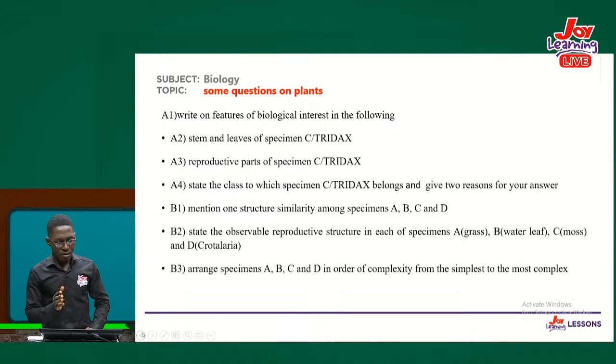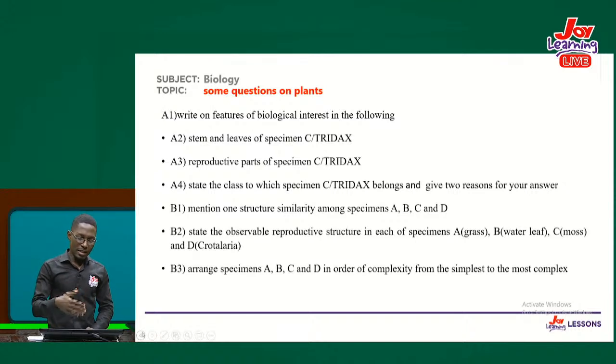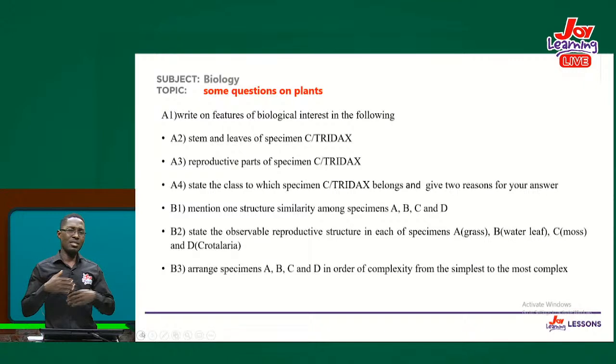Now, reproductive part of specimen C. If you have a flower, what is the reproductive part of the flower? So the C itself, the reproductive part was the flower. That's what they wanted. What's the biological interest? Did you see the colors? Is it dark colored? Is it brightly colored? Are the petals broad? Do you see nectar guide? Did you see how many androecium, let me say the stamen, did you see? How many carpels did you see? That's all they're asking you. So apply all the biology we've taught you.